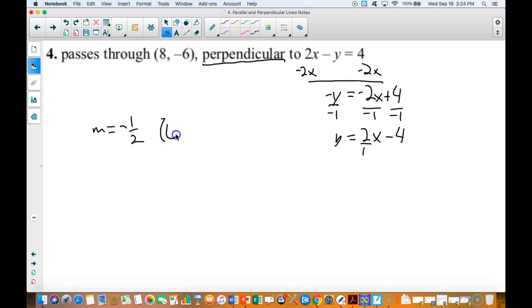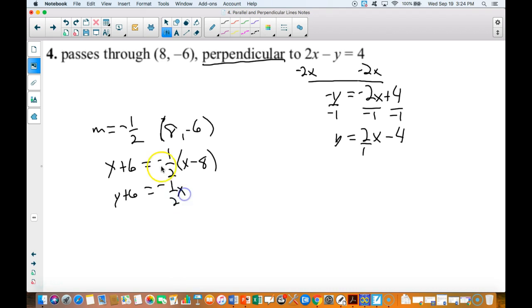And I want my line to go through the point (8, -6). So y minus y1, so that'll just be y plus 6 equals -1/2 times x minus 8. Distribute this negative 1/2, so negative 1/2 x. Negative 1/2 times negative 8 would be plus 4. Subtract the 6 over, and we get y equals negative 1/2 x minus 2.